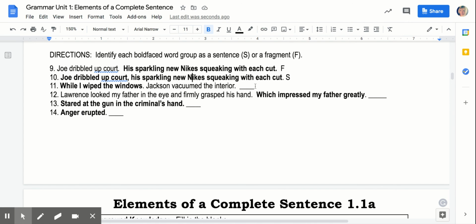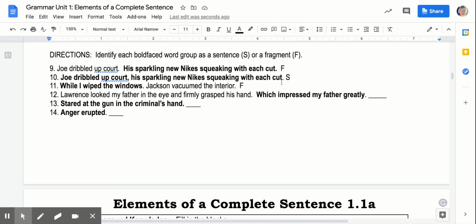Let's take one more look together. "While I wiped the windows." So I have while, which is a subordinating conjunction, I is a subject, and wiped is a verb. But I know, as an astute student, that the word while automatically makes a dependent clause. Dependent clauses, when left alone, are fragments. We'll work on numbers 12 through 14 together.